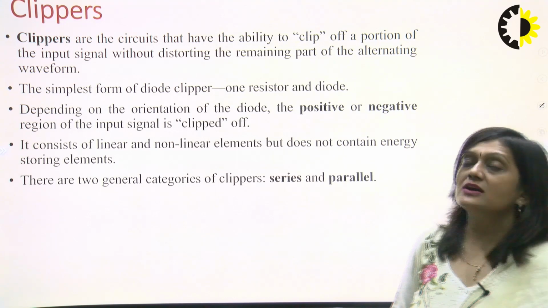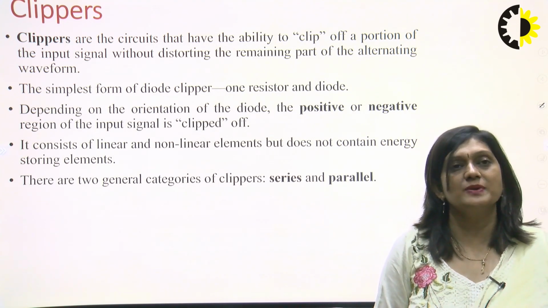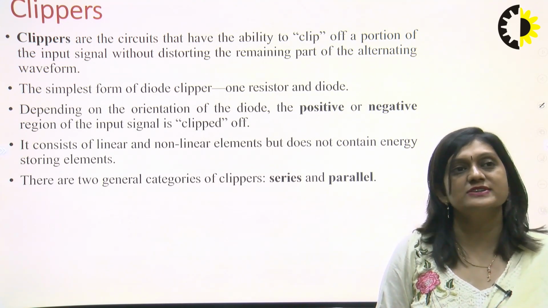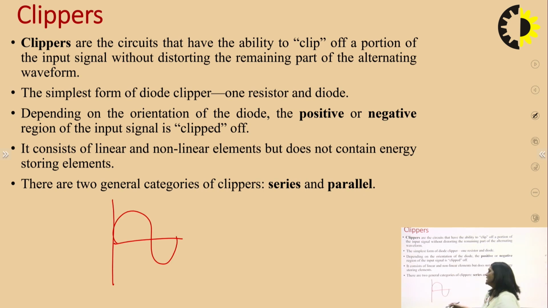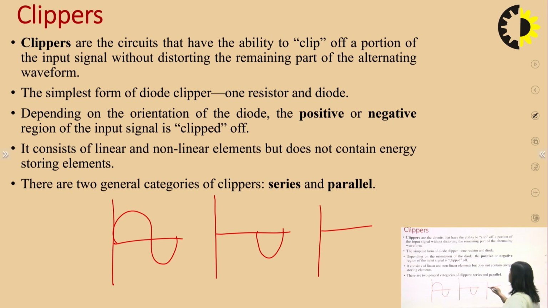Basically, clippers are circuits that have the ability to clip off a portion of the input signal without distorting the remaining part of the alternating waveform. Say this is our input signal, and we want to clip any part of it. If we want to clip the positive cycle completely, we have to design a positive clipper, which means the positive cycle has been completely removed in the output signal. If the negative cycle has been completely removed, this is called a negative clipper.